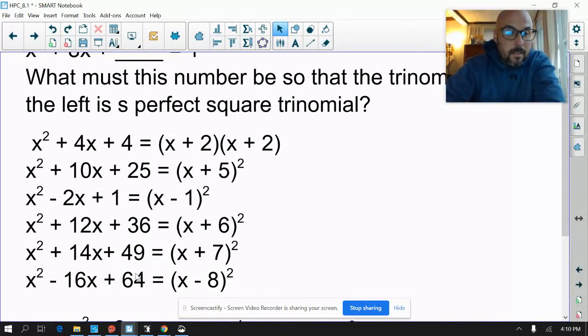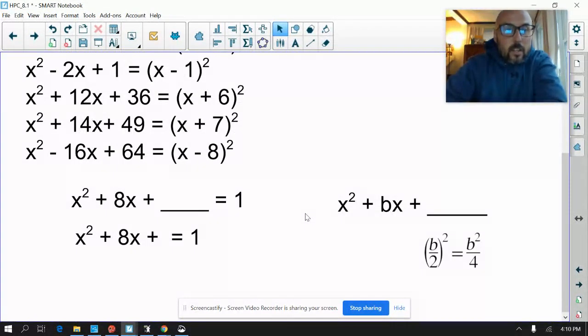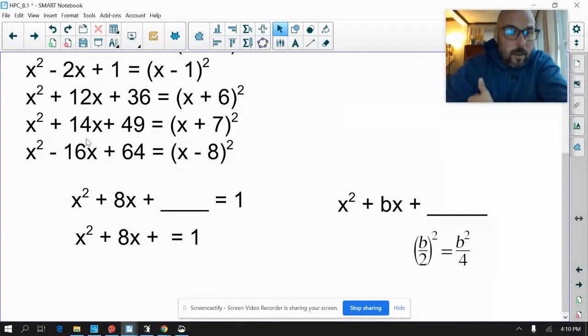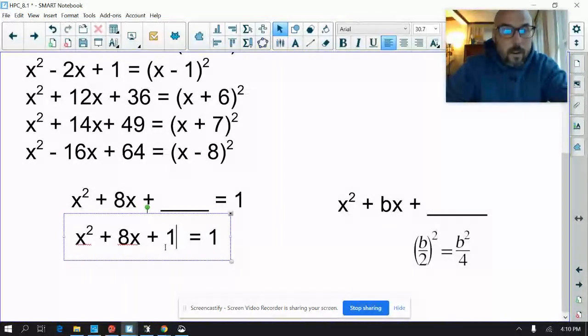So how do I get this term? You would have to take half of the b value and square it. That is the key thing. That will complete the square. Half of that b value and then square it. So half of 14 is 7. And if you square 7, you get 49. Half of 12 is 6. And if you square 6, you get 36. Half of negative 16 is negative 8. And squaring negative 8 is positive 64. So for this example, half of 8 is 4. And if I square 4, I get 16.